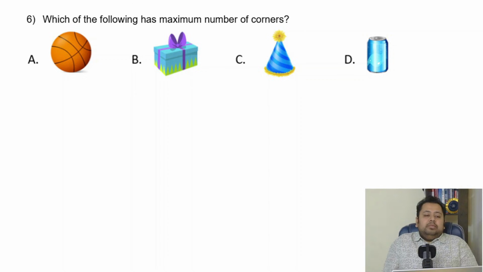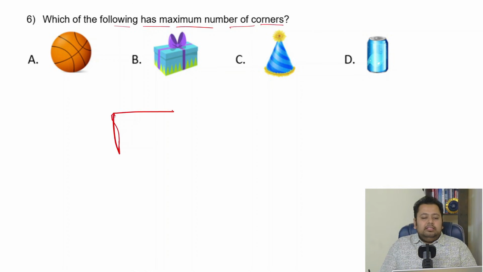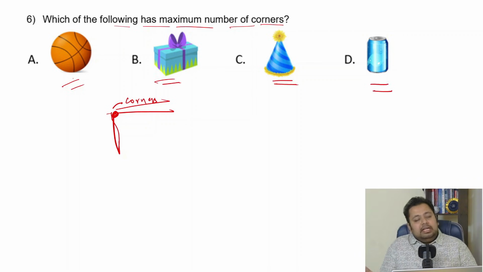Let's now move to question number 6. Which of the following has maximum number of corners, right? So we know what a corner is, right? If there are two lines, this is a corner, right? So how many corners do you see in each of the options? You have to find out whichever is the highest, that is your answer, right? So pause the video, solve it first, and then look at the solution.